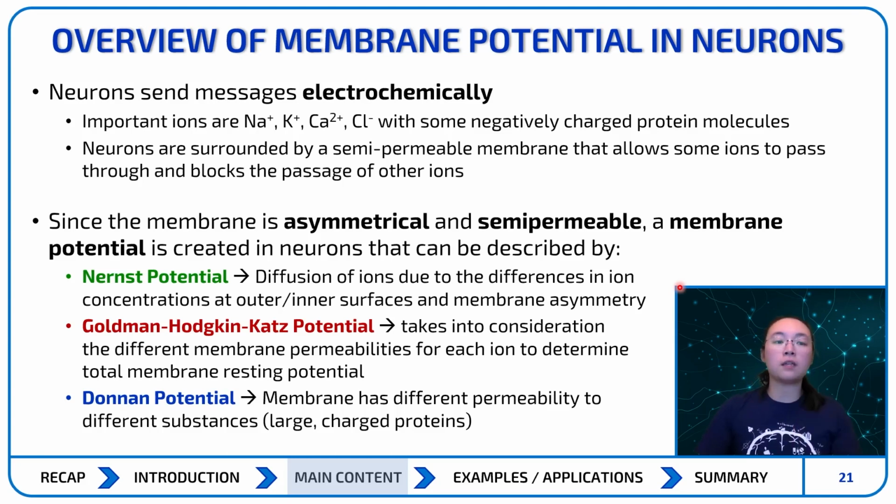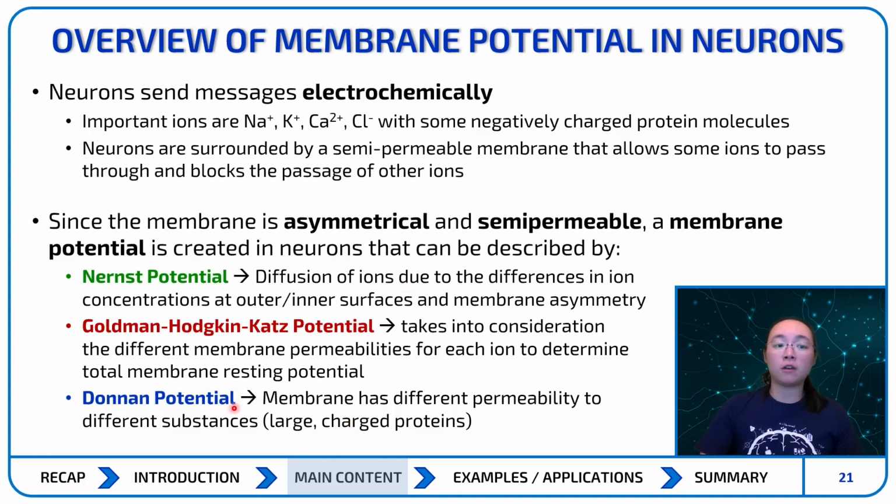So think about the Nernst potential as the potential from the diffusion of one ion, or basically the contribution of one ion. If you take into account the contribution of all of the ions as well as all of their permeabilities, you end up with the Goldman-Hodgkin-Katz potential. So that's the main difference between the two. One takes into account everything, one takes into account the ions one by one.